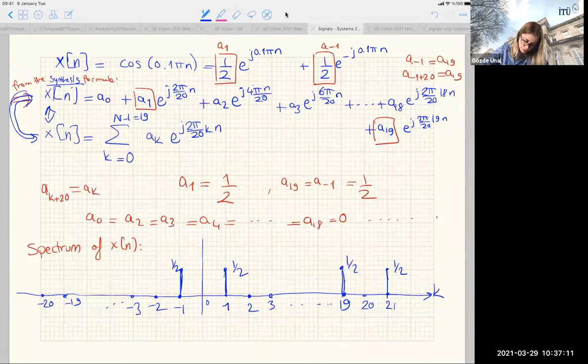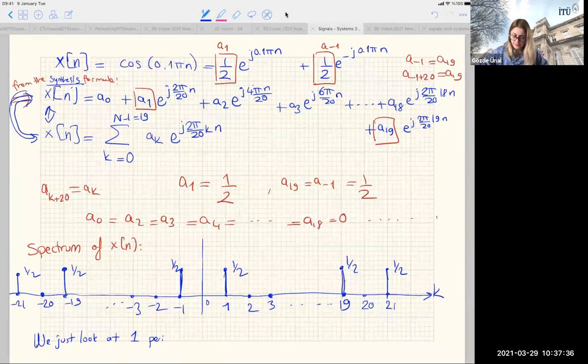So I need to also have 0 and this guy. 2, 1 over 2. You see, there is a repetition here. There is periodicity, you can see. We just look at one period. So in the frequency domain also, for discrete time signals, for periodic signals, it's enough to look at one period, right, as in the time domain. We just look at one period in the frequency domain too, which is good.